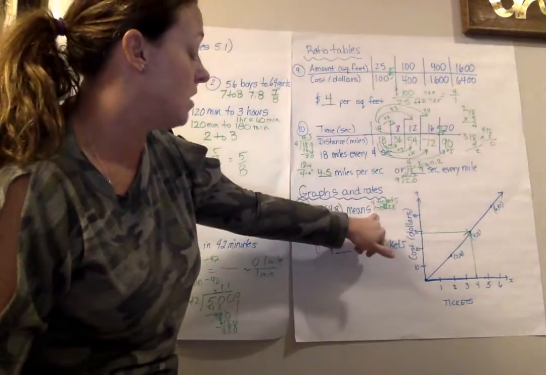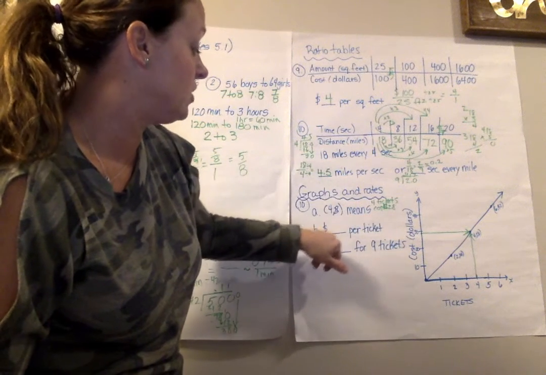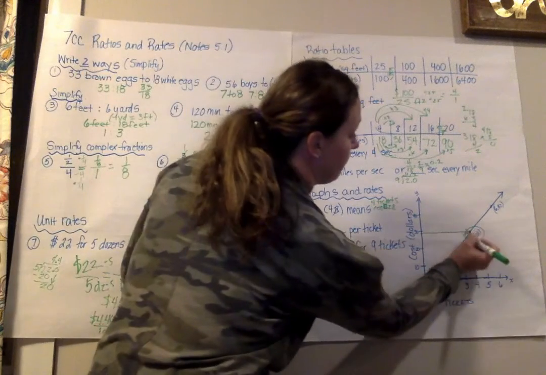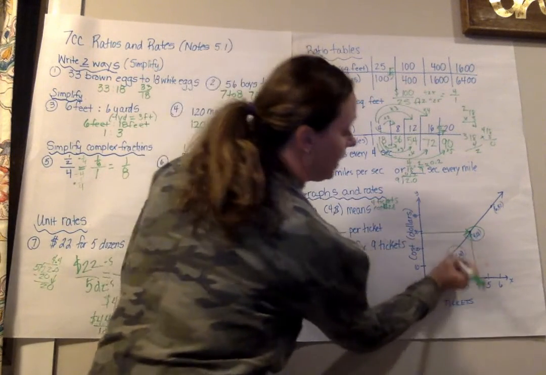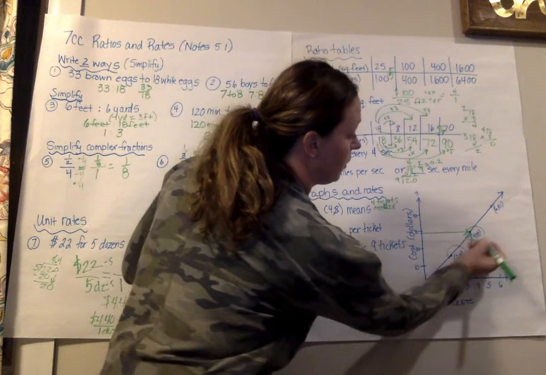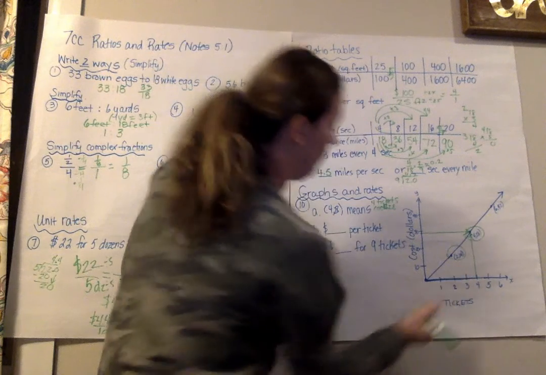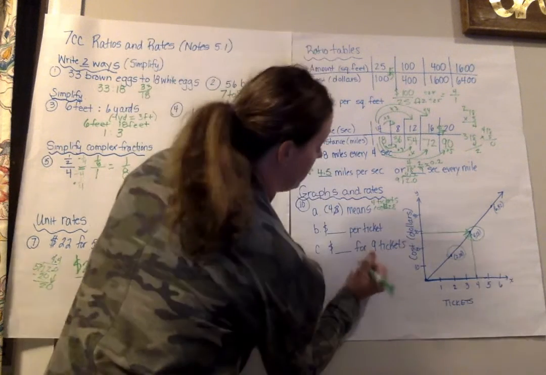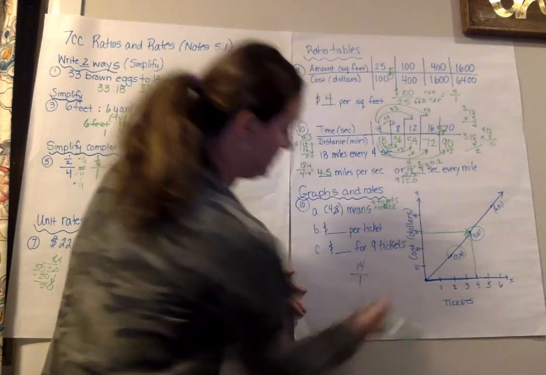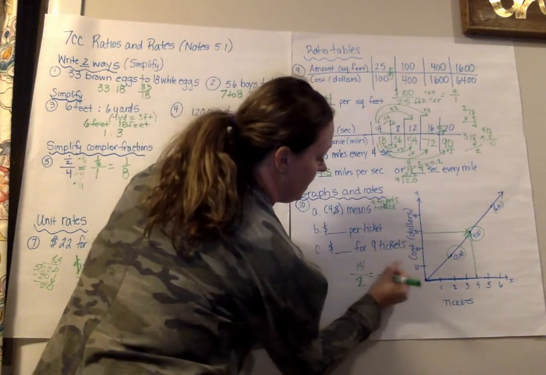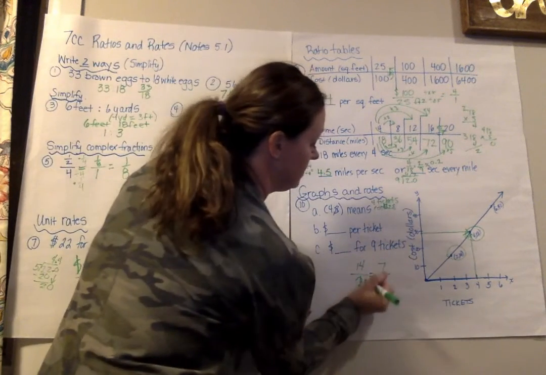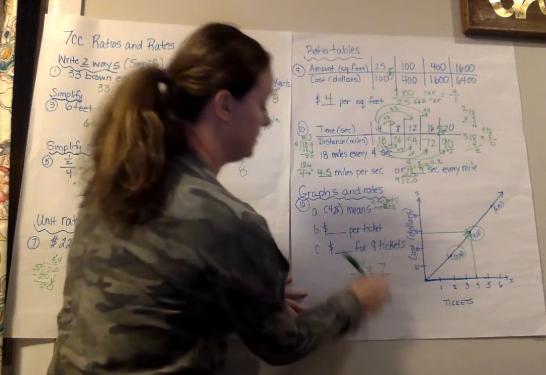So if 4 tickets cost 28, I want to know how much it's going to cost per 1 ticket. I can take my 4 and 28, or I can take my 2 and 14. So if 2 is for 14, I want to know what 1 ticket costs. I can write it as a fraction: $14 per 2 tickets. Remember, I got to get that 2 to be 1 for a unit rate. So that's divide by 2, divide by 2, 7.